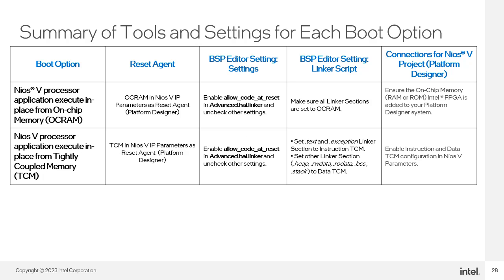These two execute-in-place boot options require the BSP editor settings in the advanced section for HAL linker and for the linker sections to be modified according to the suggested settings, which enable allow code at reset function and the linker sections that correspond to each option. You can learn more about each booting method and options in the Nios V processor configuration and booting solutions section of the Nios V Embedded Processor Design Handbook, link provided in the resources section of this course.